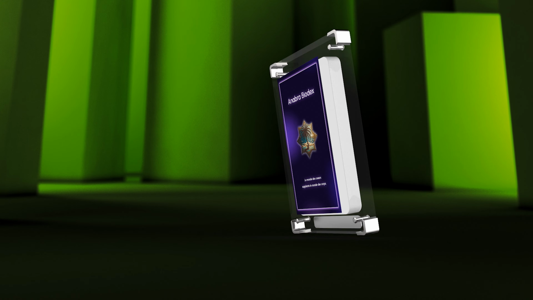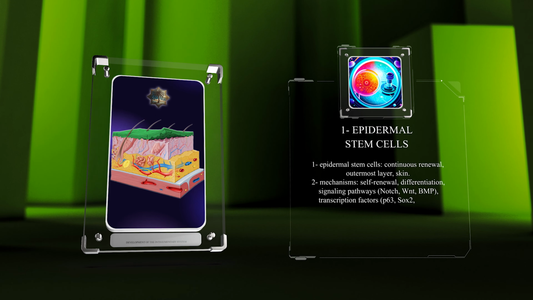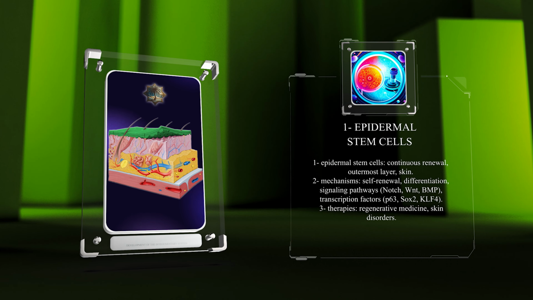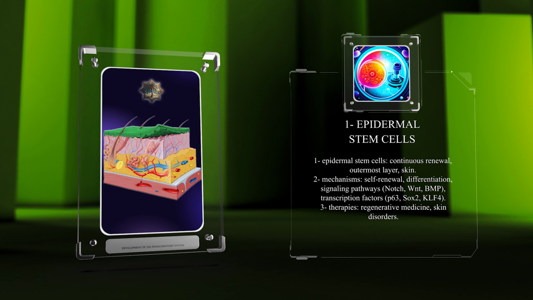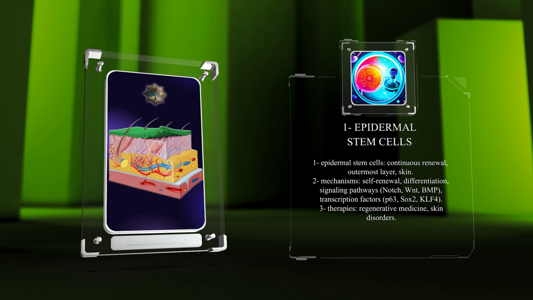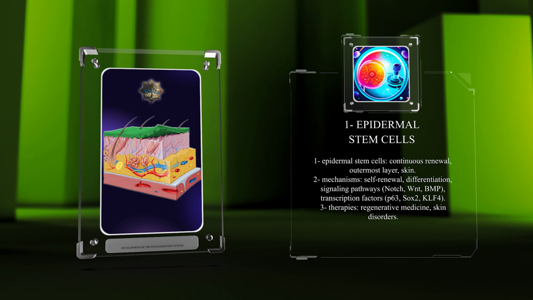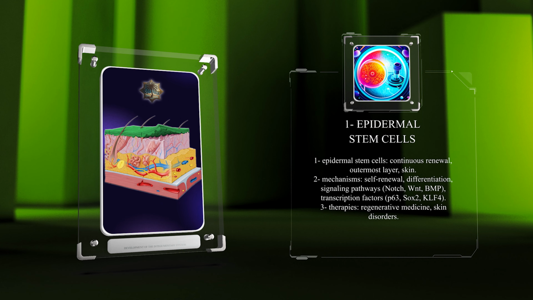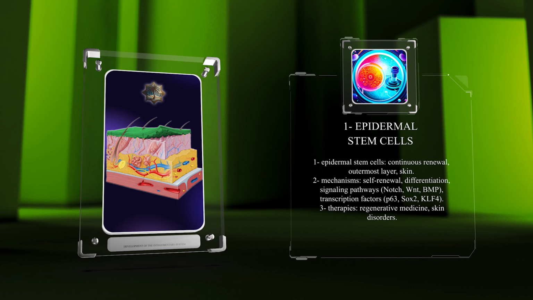In the video, we will explore the fascinating world of epidermal stem cells, which are responsible for the continuous renewal of the outermost layer of our skin. We will delve into the mechanisms that govern their self-renewal and differentiation, including the roles of signaling pathways like Notch, WNT, and BMP, as well as transcription factors like P63, SOX2, and KLF4. By understanding these mechanisms, we can potentially develop new therapies for regenerative medicine and skin disorders.